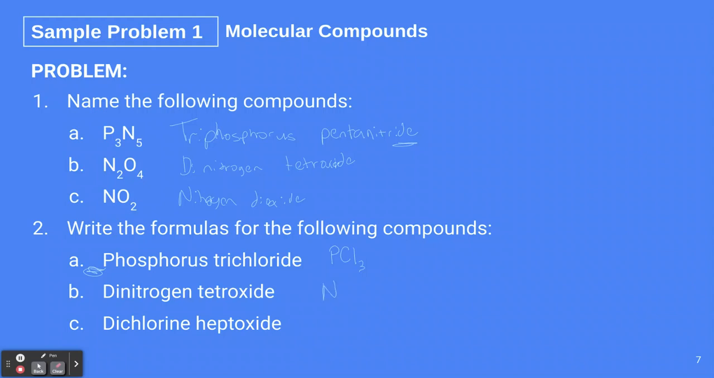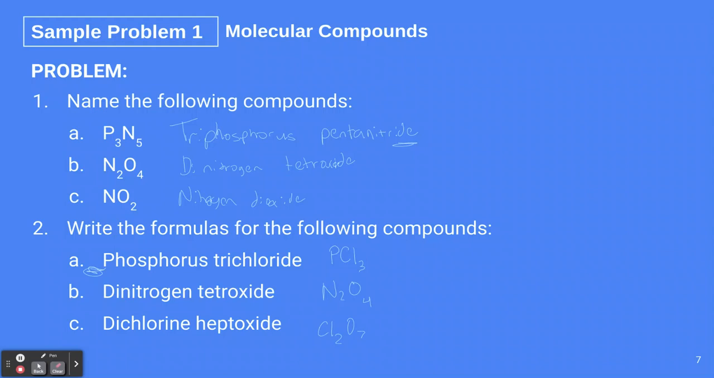Dinitrogen, N2, and then tetroxide. So we need 4 oxygens. And then this last one, dichlorine. So chlorine, I need 2. And then heptoxide, I need 7 oxygens.